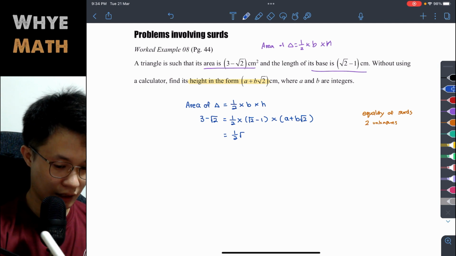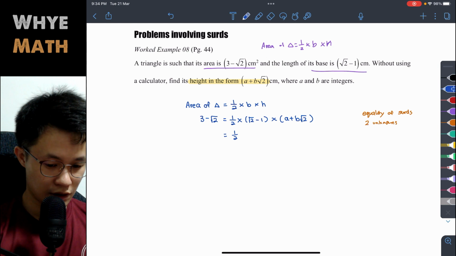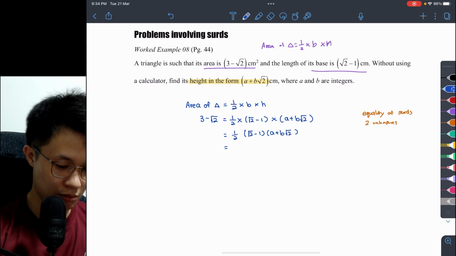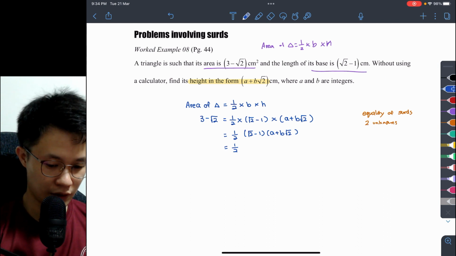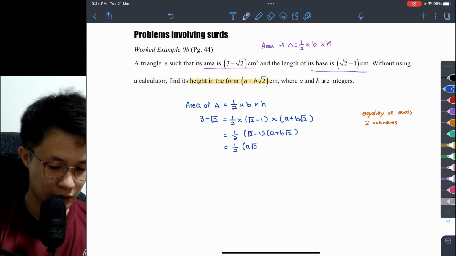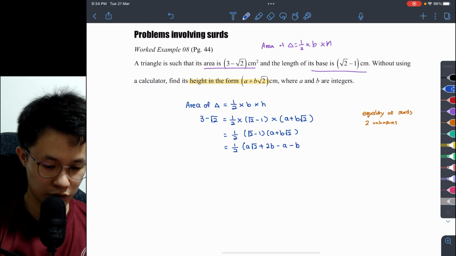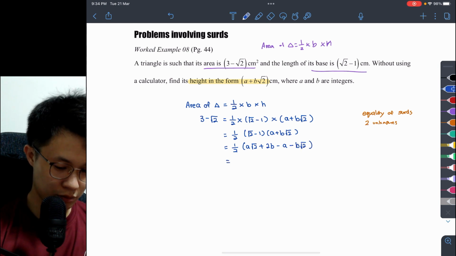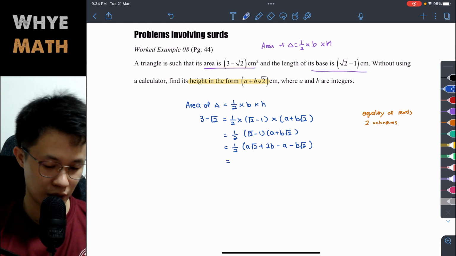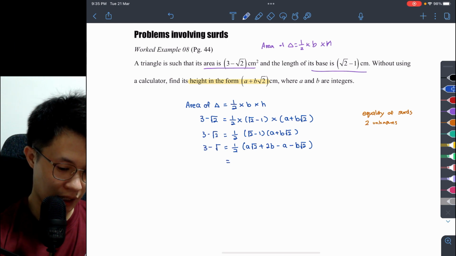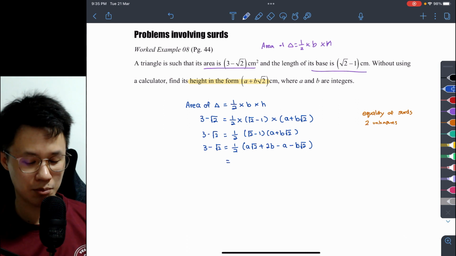Actually, just disregard the half first. So half times square root 2 minus 1 times a plus b square root 2. I'm going to write this in terms of a and b. We will have a square root 2 plus 2b minus a minus b square root 2. Then if you want to bring the half, you can, but what I would like to do is to multiply 2 on both sides, to maintain the balance, right?